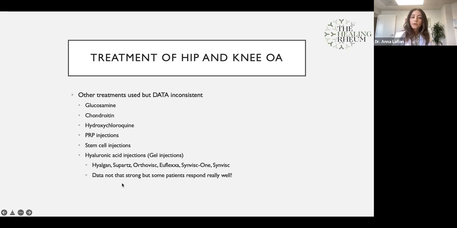Gel injections, I think, are done a lot more often than probably PRP and stem cell, and a lot of orthopedic docs do it. I also do them in certain situations or certain cases. Again, the data isn't the strongest, but some patients respond really, really well. So I think it's on a case-by-case basis that needs to be decided. And sometimes patients are not eligible for steroid injections because they have really bad diabetes, for example, their blood sugar spikes when they get steroid injections, or for whatever other reason, then maybe we can try a gel injection.